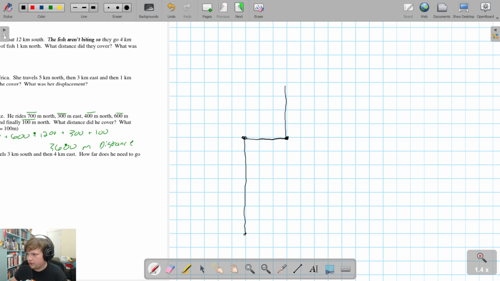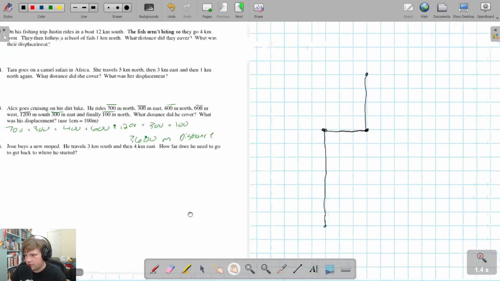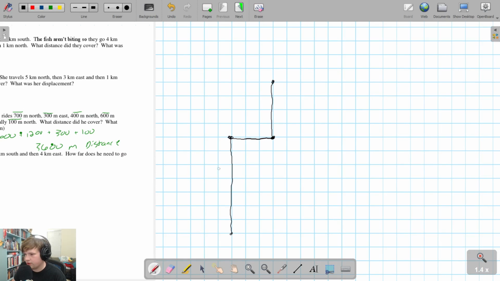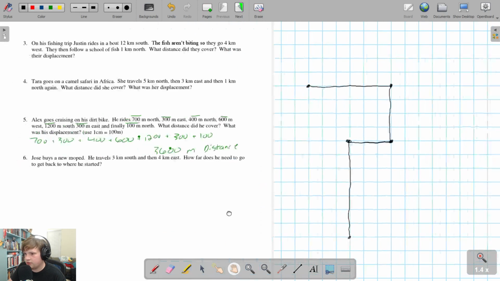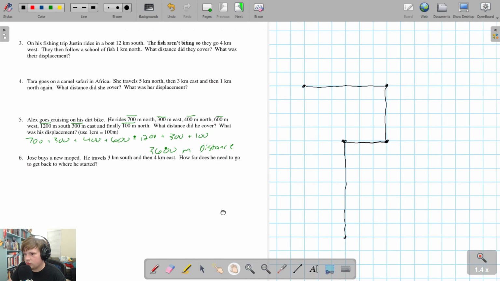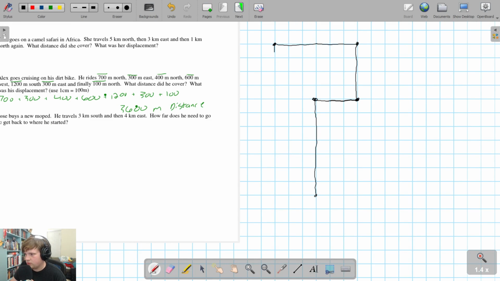1, 2, 3, 4. 600 meters west, okay? So now I draw 1, 2, 3, 4, 5, 6. And 1,200 meters south. Okay. 1, 2, 3, 4, 5, 6, 7, 8, 9, 10, 11, 12. 300 meters east. 1, 2, 3. Look, that's where we started. We are really close to our start. And finally, 100 meters north.